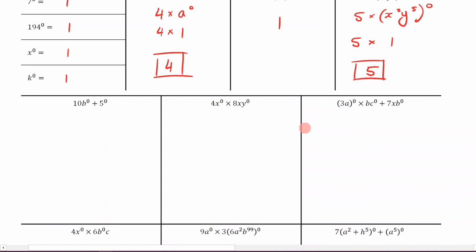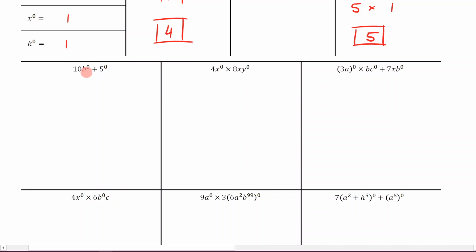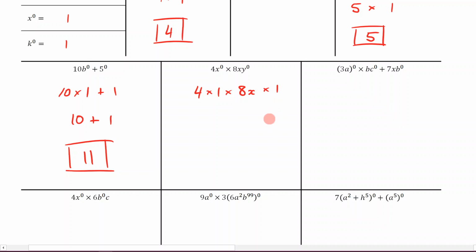Okay, let's keep on going now, and you're just going to be careful of it. You're going to say, hey, this b is raised to the 0, but this 10 isn't. So this is going to be 10 times 1 plus 5 to the 0, which is 1. 10 times 1 is 10, plus 1. Your answer is going to be 11. We come over here, and you'd say this 4 is not raised to the power of 0. This x is. Then we times 8x. Now this y is raised to the power of 0, so we times that by 1. So I'm going to get 4 times 1 is 4, times 8x times 1 is 8x. So my answer is going to be 32x. And that's my answer right there.